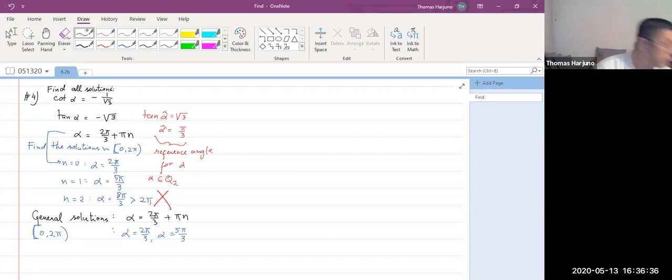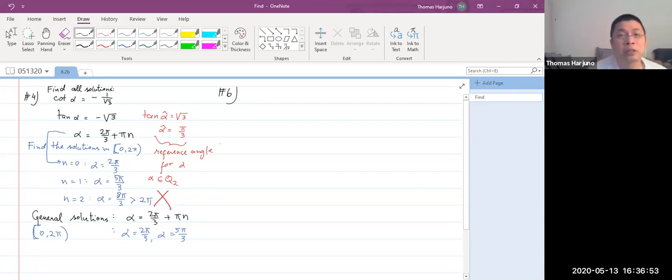Let's try, for example, number 6. I will try to do more problems in this section, but at the same time, I don't think I have time to solve all the possible problems here. So later on, I will ask you to pick some questions that you want me to work on.